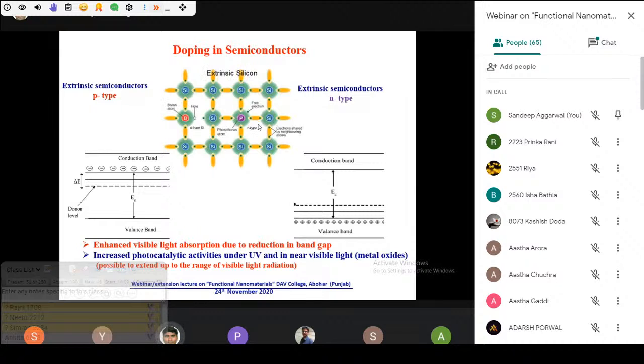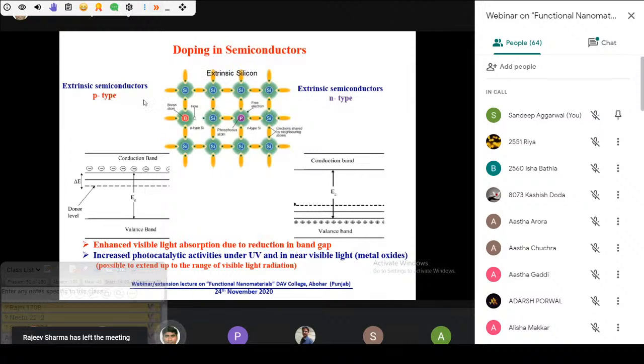This is the example for silicon, but in case of TiO2 or zinc oxide or any other metal oxide, what will happen? If the band gap is reduced, then any photon of less energy, meaning higher wavelength, can be used to excite these valence band electrons to the conduction band. And more electrons means more radicals. Those radicals, hydroxide radicals and superoxide radicals, will degrade more and more organic species.